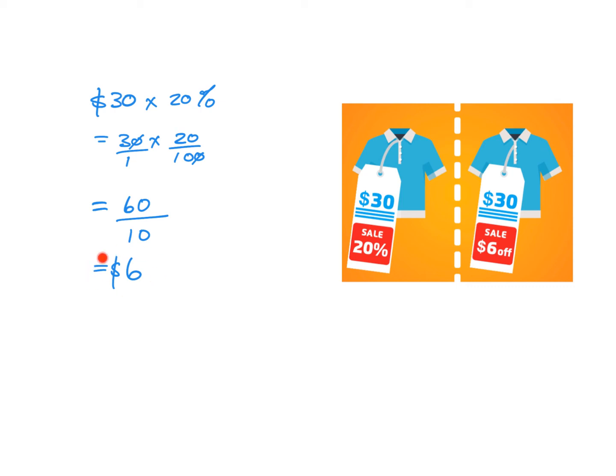So in effect, $6 discount. The first one is 20% off. The second shirt says $6 off. They basically, well, they are exactly the same. So it doesn't matter which shirt I take, I'm getting a deal anyway. And that's pretty much all there is to it.